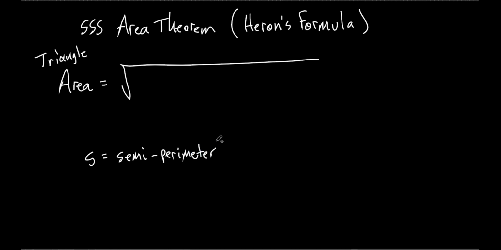Now remember, if I know all three sides of the triangle, I can easily find the perimeter. How do I do that if I know all three sides of the triangle? I add them all up. But what's the semi-perimeter, do you think? What's a semicircle? Half a circle, right? So what's a semi-perimeter? Half the perimeter, exactly.